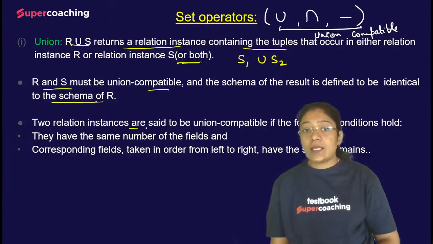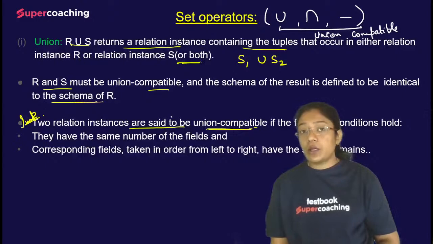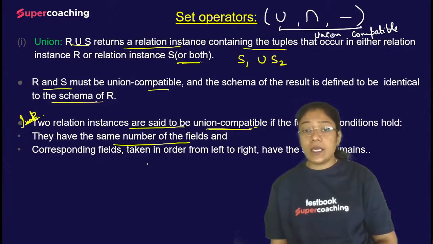Two relational instances are said to be union compatible. This is very, very important, because if both the relations are not union compatible, then we cannot use union, intersection or set difference. So two instances are said to be union compatible if they have the same number of fields, यानी कि same number of attributes हैं, and the fields, जिस order में आपने fields लिए हैं, left to right, they have the same domain. Okay, is this clear? Now let us execute this query.